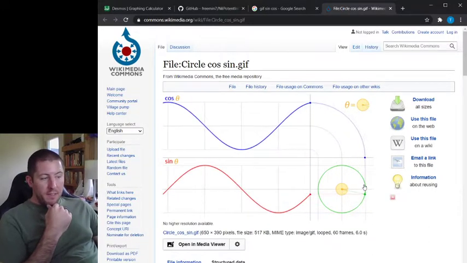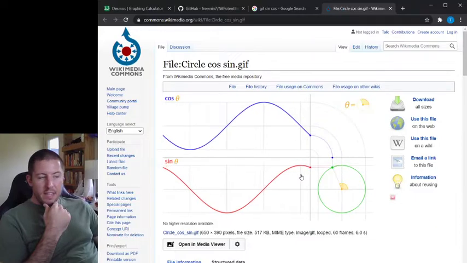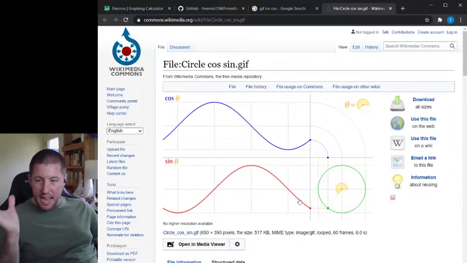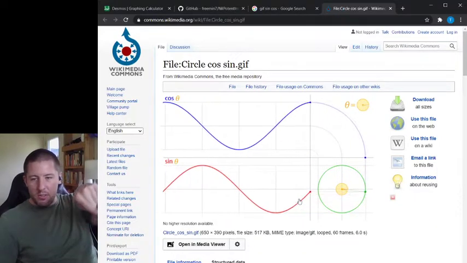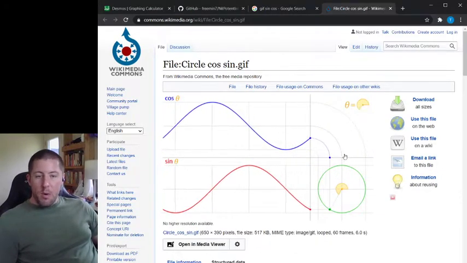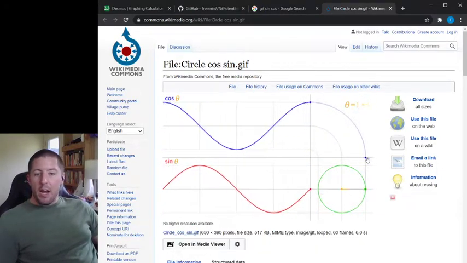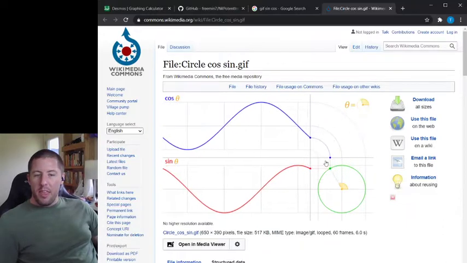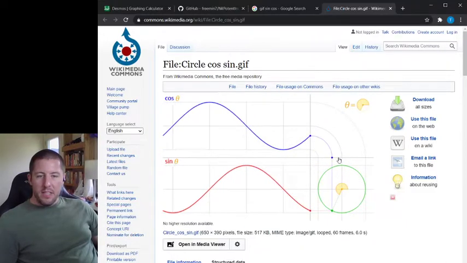But the height of this point is exactly the height of the sine function as time goes on, as this point continuously rotates around the graph. Similarly, the width of this point is being measured by this blue dot going back and forth. We can see the width is to the left, the width is to the right.